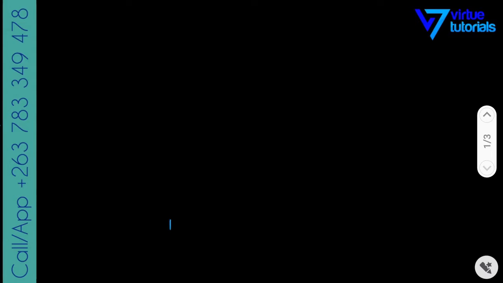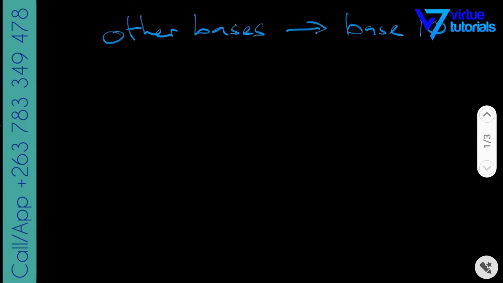Okay, so we're continuing with our topic on number bases, and now we want to proceed to the next stage. We want to see how we can convert numbers in other bases to base 10. So how do you go from base 2, base 3, base 4, base 5, etc.? How do you go from those bases to get a number in base 10?